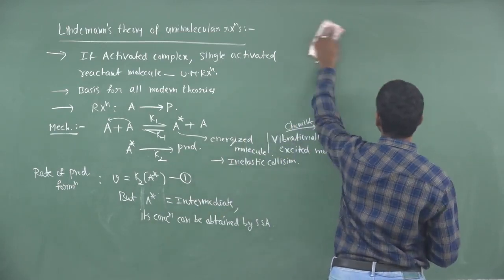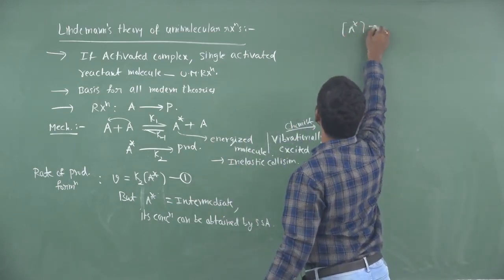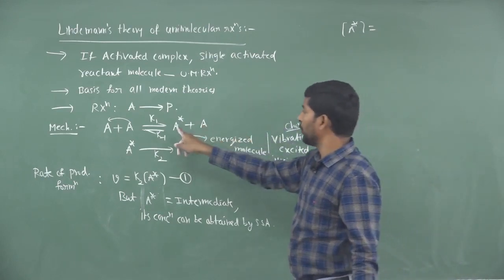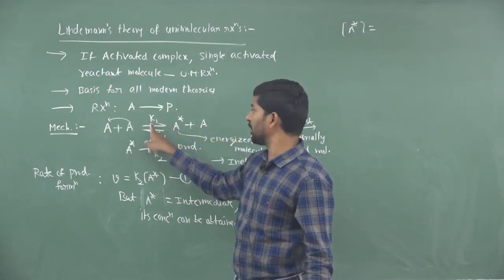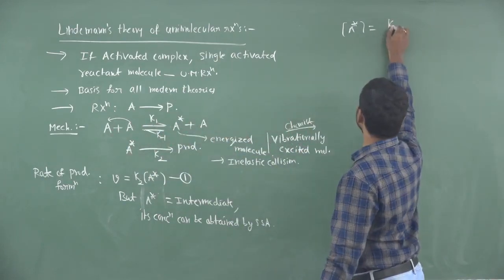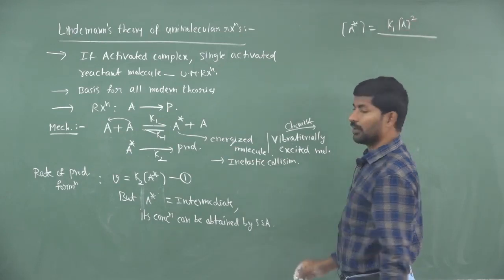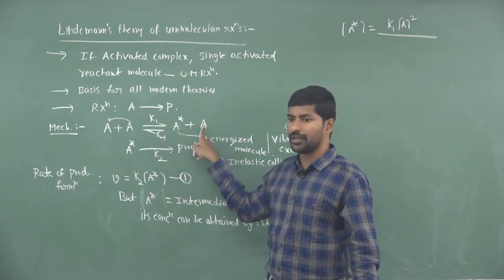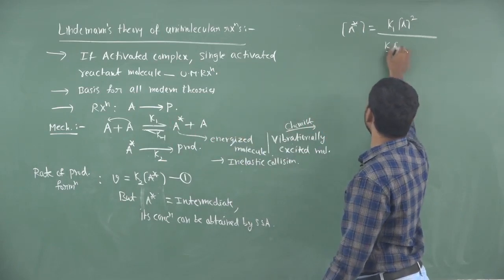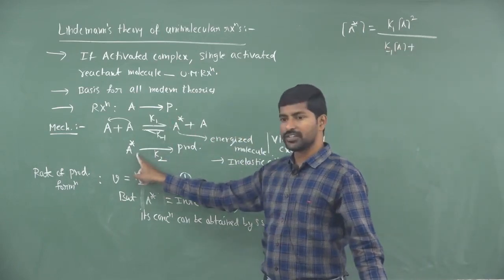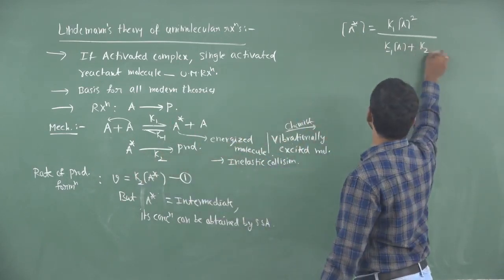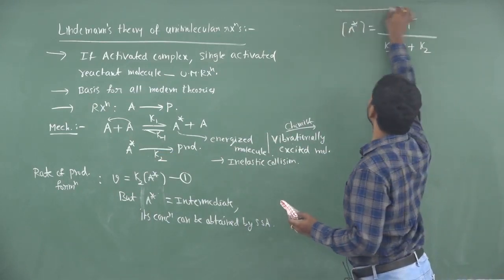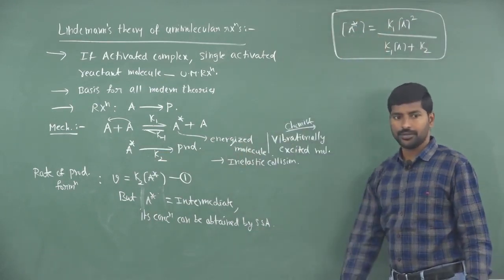Now if you apply steady state approximation, what do we get? As in the second derivation we did, in the numerator we write the rate of formation, where A star is forming, the forward reaction. So K1 into A square is the rate of formation of A star. In the denominator we write where A star is consuming. In the backward reaction A star is consuming, so we get K minus 1 into A. In the second step also A star is consuming, so plus K2. So A star equals K1 into A square by K minus 1 into A plus K2, that is the concentration of intermediate. Sometimes they may ask you to give the expression for the concentration of intermediate.